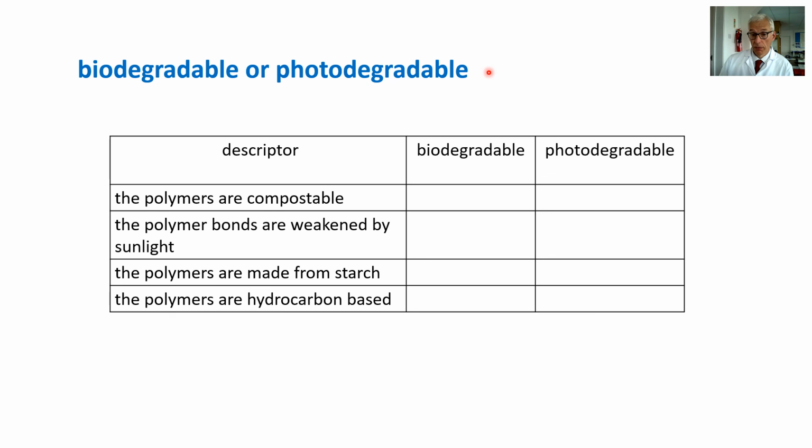New types of polymer, which are biodegradable and photodegradable, are being produced. Have a look at this table. Which of these descriptors apply to biodegradable and which to photodegradable? Think about it, make your choices, come back to me when you have completed that.